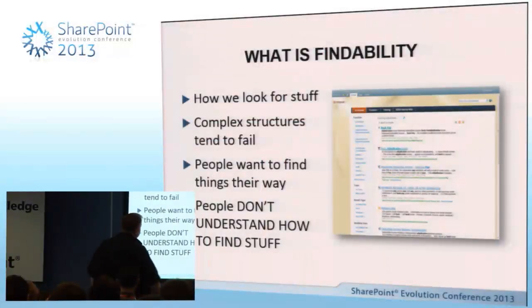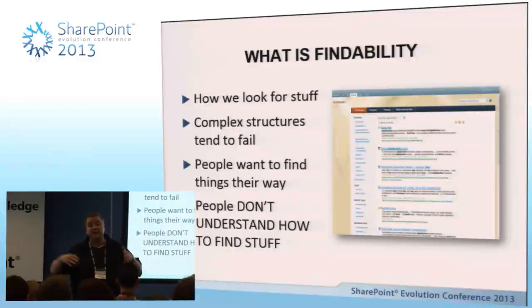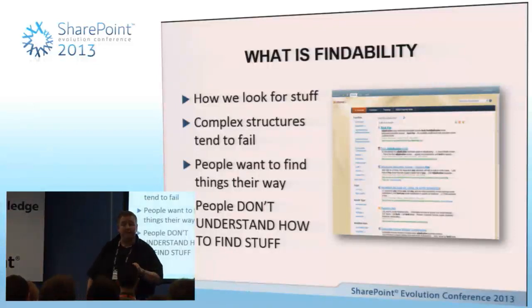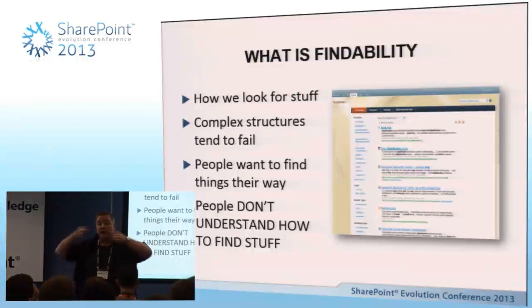So what is findability? Well, this is how we look for stuff. And this is hugely important because most people in an information world look for stuff. And this is where complex structures tend to fail. Because if I have to click once, that may be okay. If I have to click twice, that might be all right. If I have to click 27 times to get down to a piece of information, I will probably not be successful. And the reality is in any file share, what is one of the worst things that ever happens?